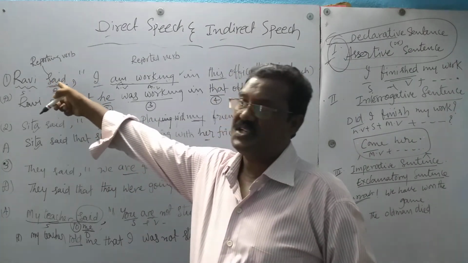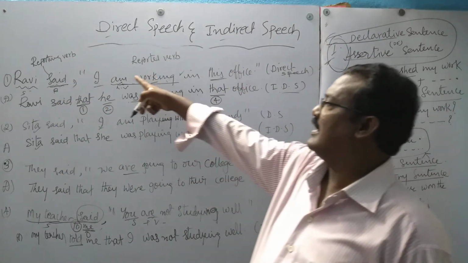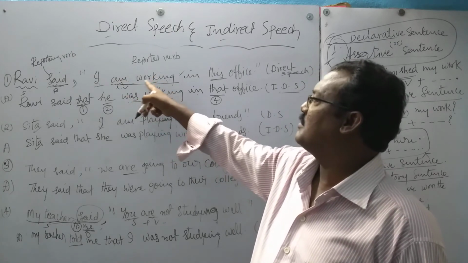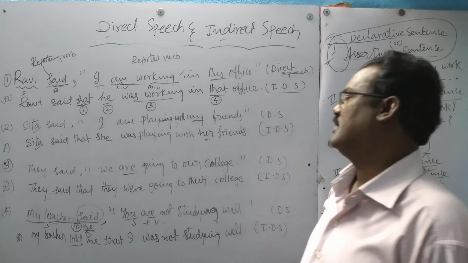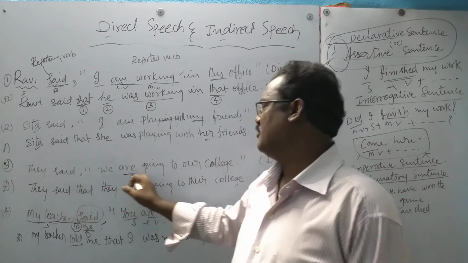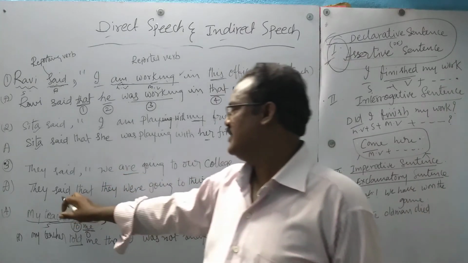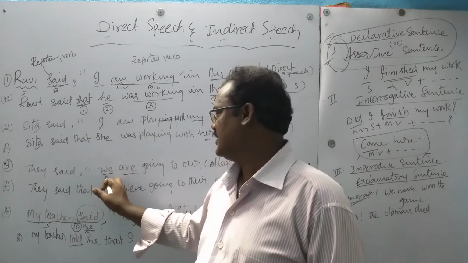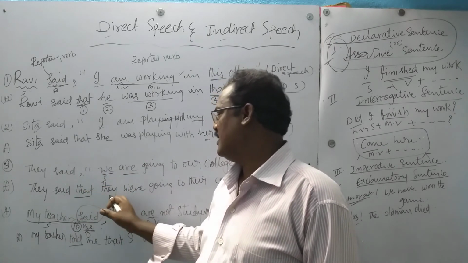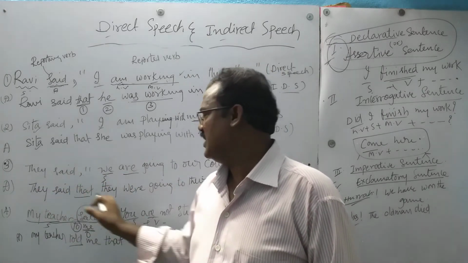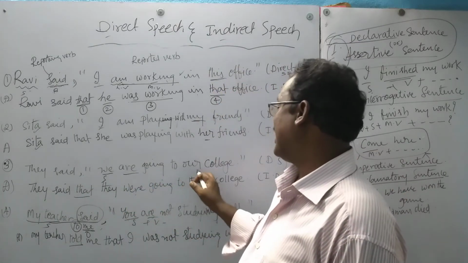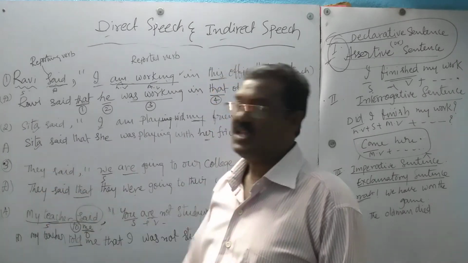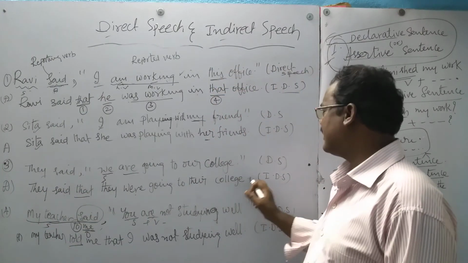Outside the commas, the clause is the reporting verb. Inside the inverted commas, the verb is called the reported verb. Here, they said, we are going to our college. They said that. Assertive sentence, subject order. That's why that. We means who? They. They we have read. They were going to. Present continuous, past continuous. So our college means who are going? They are going. They are going to their college.